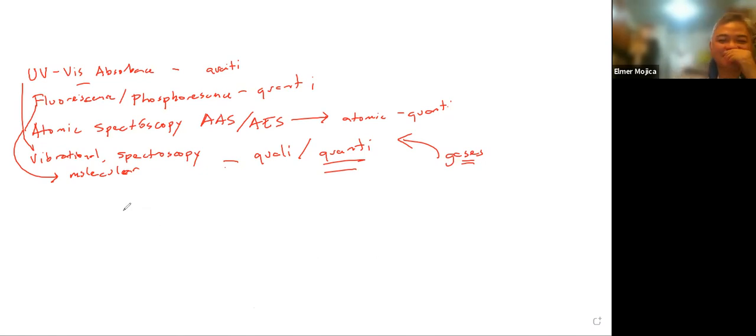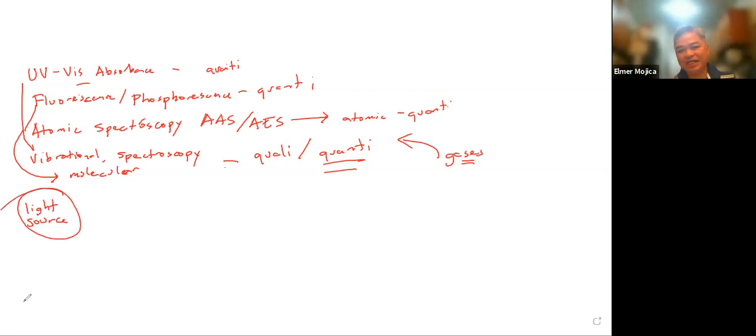Ano sa tingin niyo yung pinaka-important na part? For me, I would say it's the light source. Without the light source, you cannot do any analysis. Remember, how do we define spectroscopy? Ano yung interaction, ano yung tinatawag nating definition ng spectroscopy?